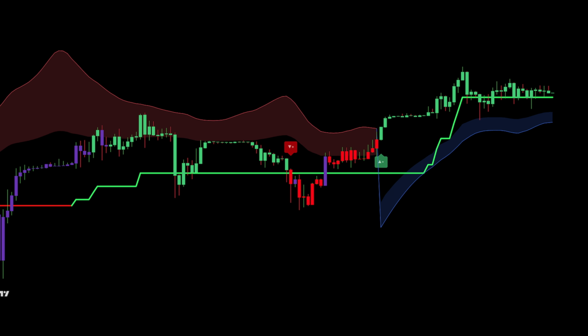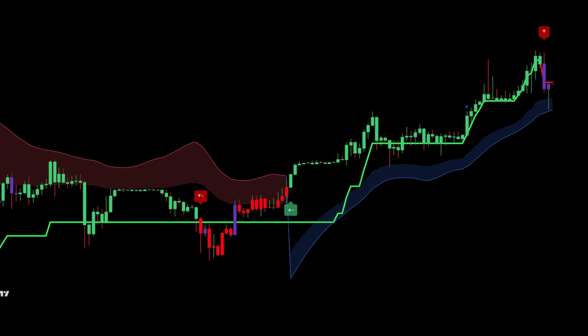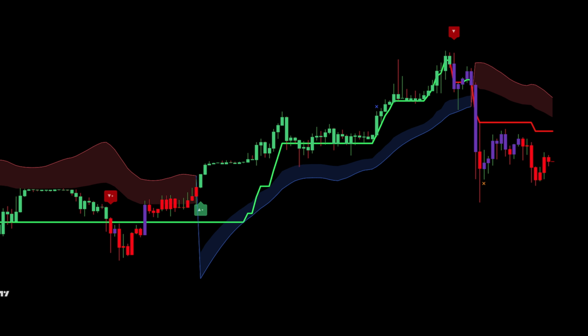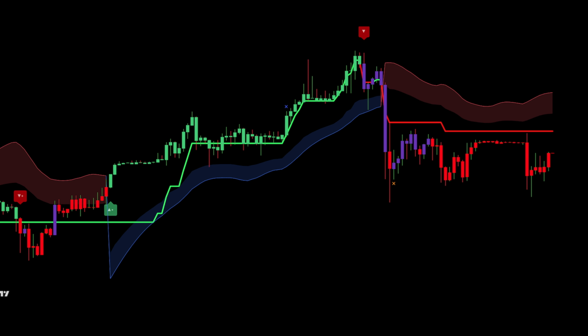Before we get to the numbers, I will show you the exact indicator settings, the complete entry rules, the stop-loss placement, and the take-profit method. So, let's dive right in.